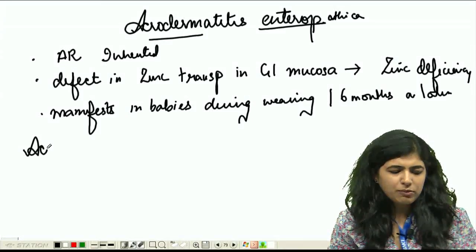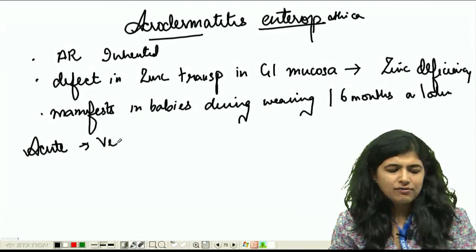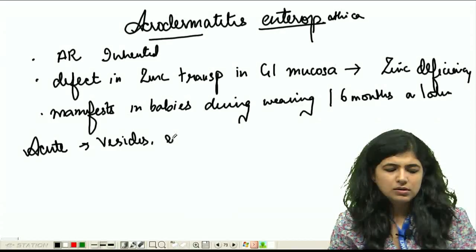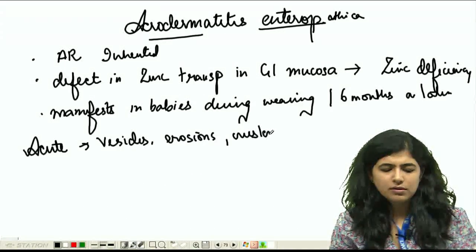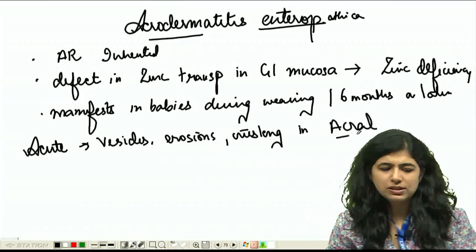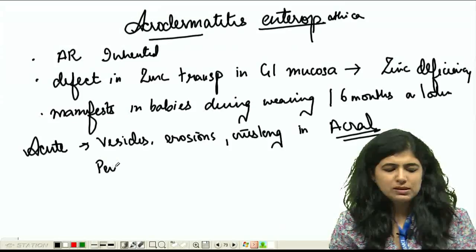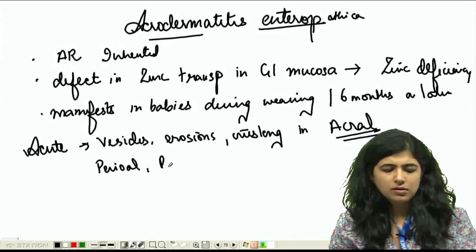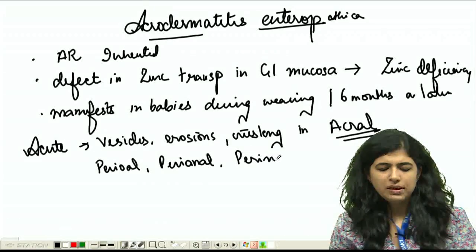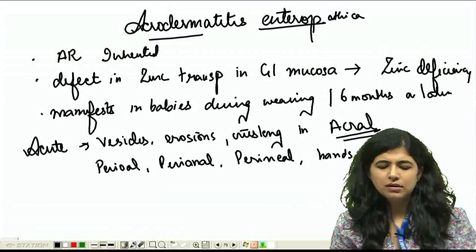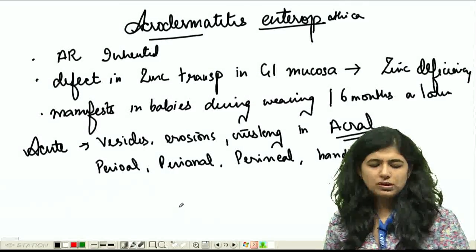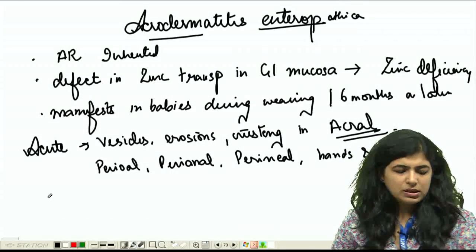In the acute type of presentation, you will have vesicles, erosions, which will be crusted in the acral areas, as the name suggests, acrodermatitis, which means perioral, perianal, perineal, and hands and feet. So this will be the typical picture.